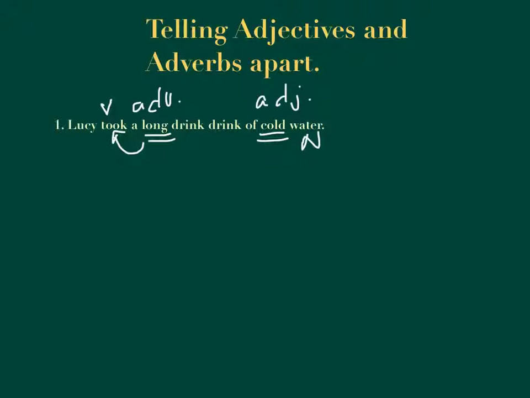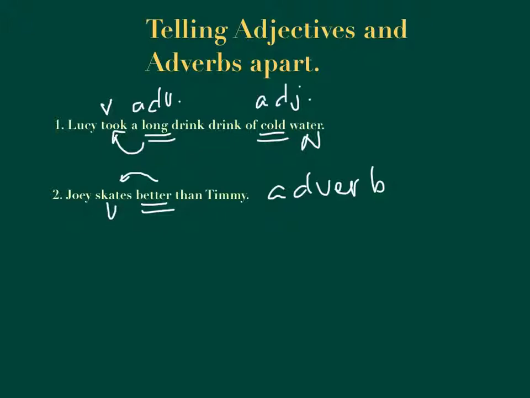Let's do another one. Sentence 2. Joey skates better than Timmy. What is better in this sentence? And if you identified better as an adverb, then you are correct. And the reason why better is an adverb is because it's modifying skates, which is a verb. And here's an example of a comparative adverb. And as soon as you see that word then you know that we're in the comparative form.